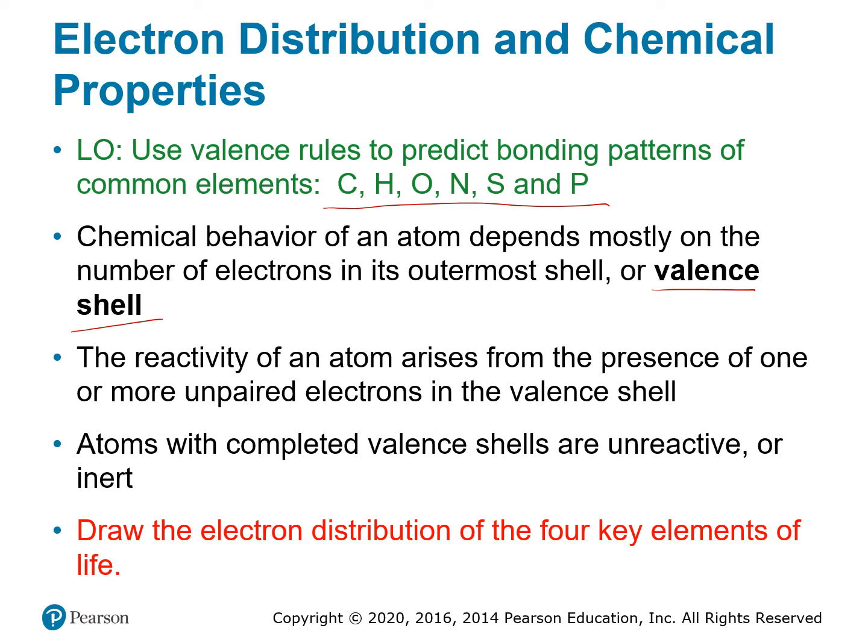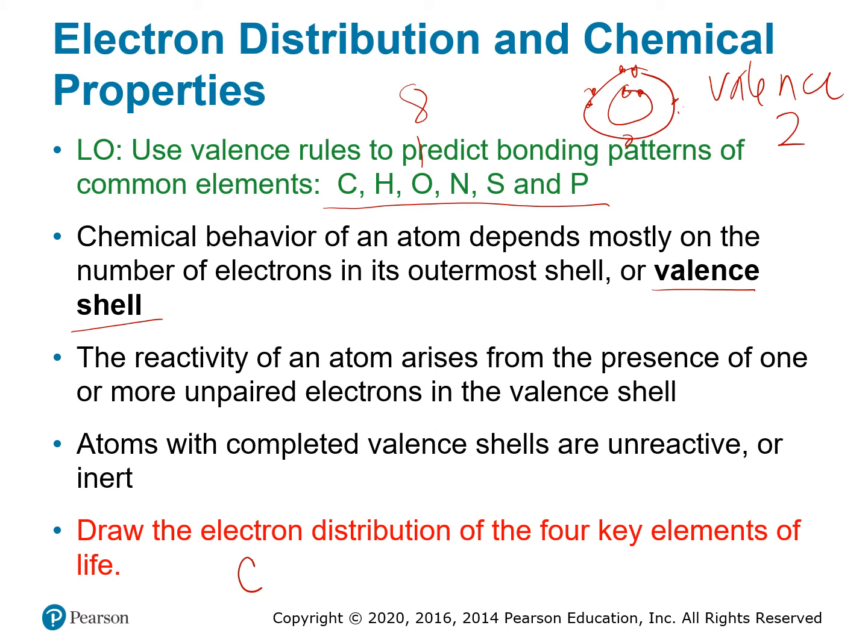So oxygen, for instance, has an atomic number of 8, so it's going to have 2 electrons in its first shell, and then 6 electrons in its outer shell. It has a valence of 2, which means it needs to share or make covalent bonds with other elements to fill those last 2 spaces in its valence shell. So draw the electron distribution of those and then determine their valence.